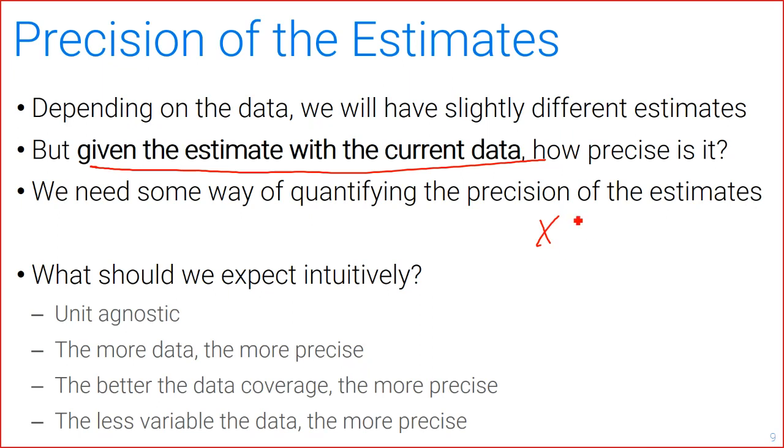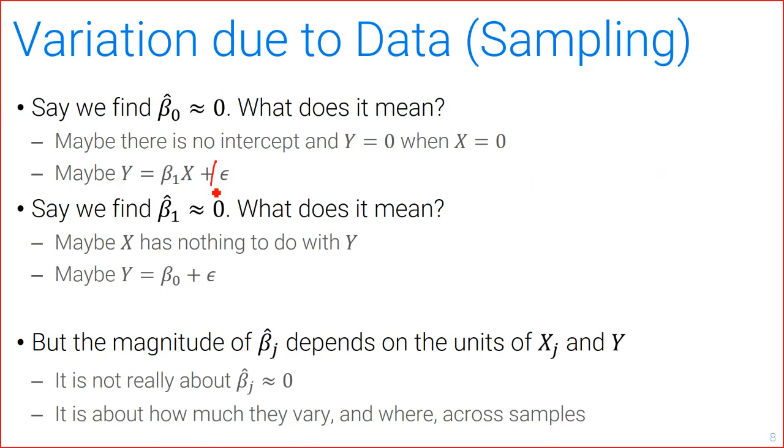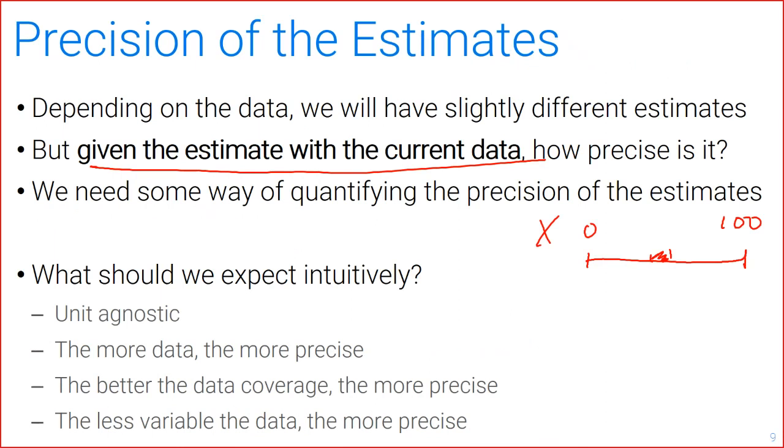So imagine that x goes between 0 and 100. If you sample data only around here, you expect the coefficient to be very variable, because you're just looking at a tiny portion of the domain. So intuitively, if we look at the whole domain, we should have more precise estimates. And of course, if the data itself is not very variable, then we should have more precise models. So if, as a property of the phenomena that we're studying, this random error is not too high, then we should expect the estimates to be more precise.